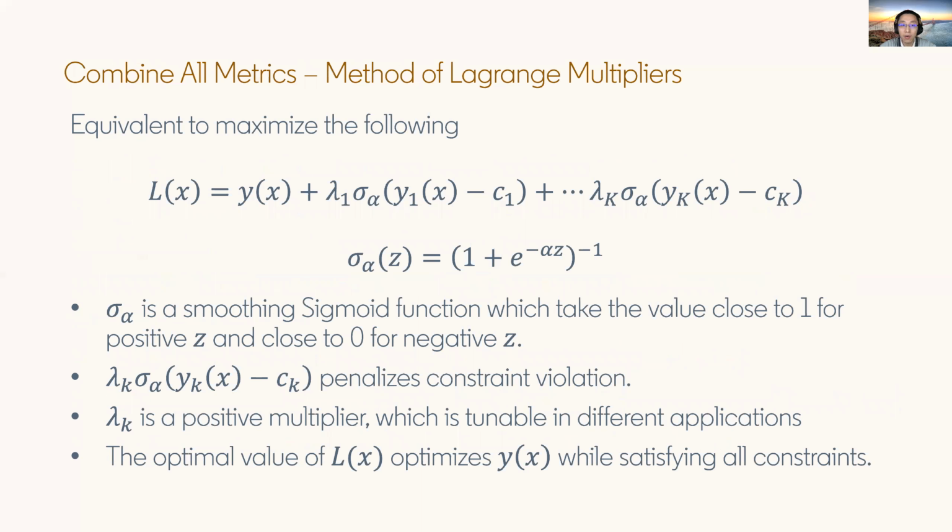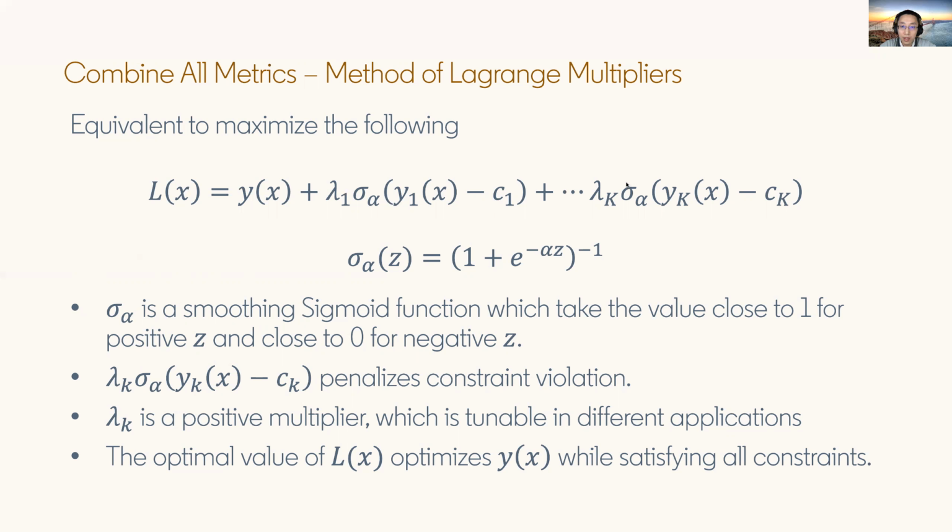After estimating all the metrics via Gaussian process, we need to solve the constrained optimization problem. The Y of X are samples from the Gaussian process, so there's no closed form. We need to use the method of Lagrange multipliers. So we construct a new function L of X, which is equal to Y of X plus the K constraint components: lambda 1 times sigma alpha of (Y1 of X minus C1), and so on up to K.